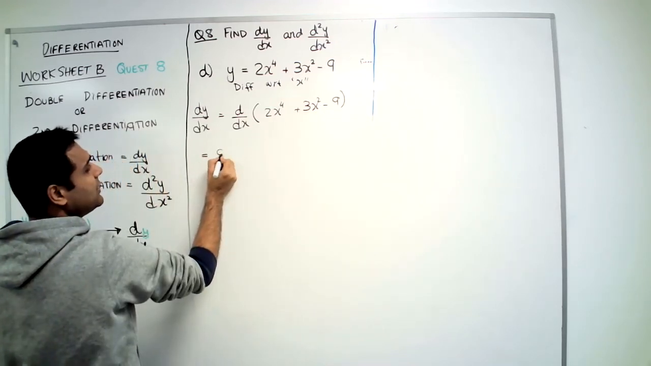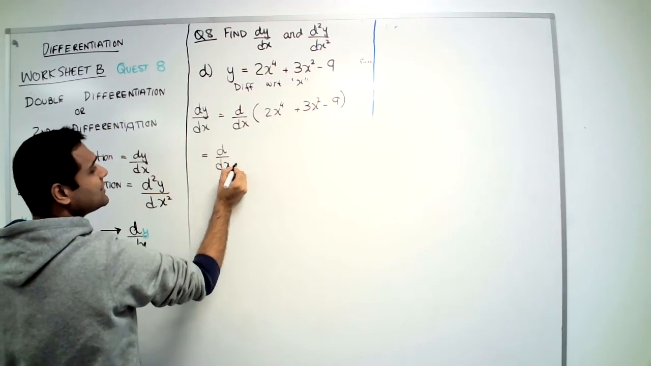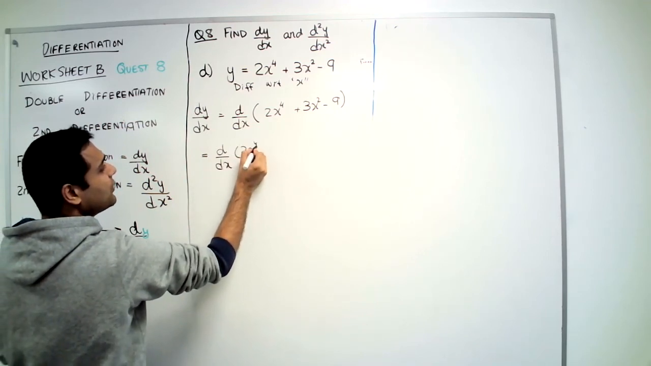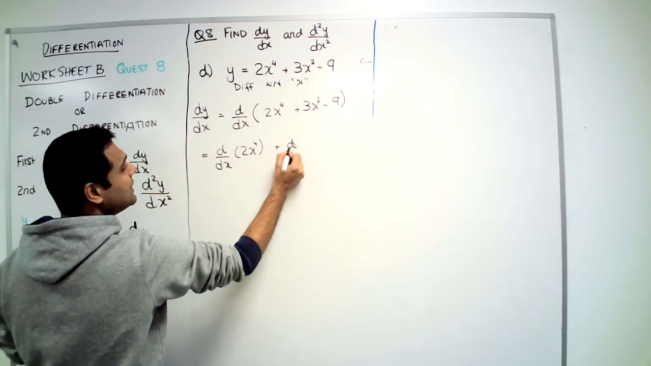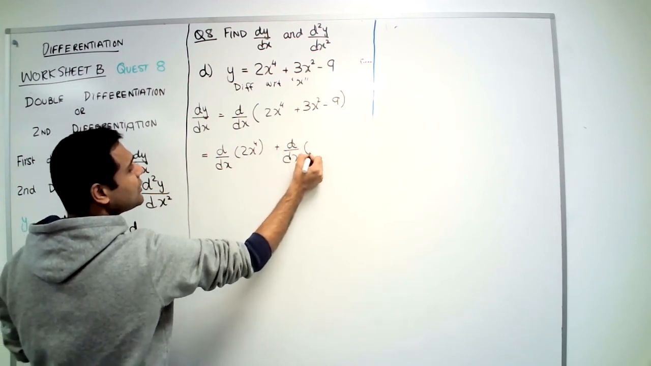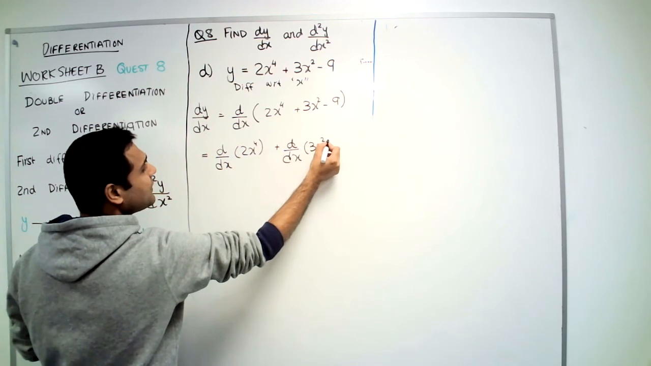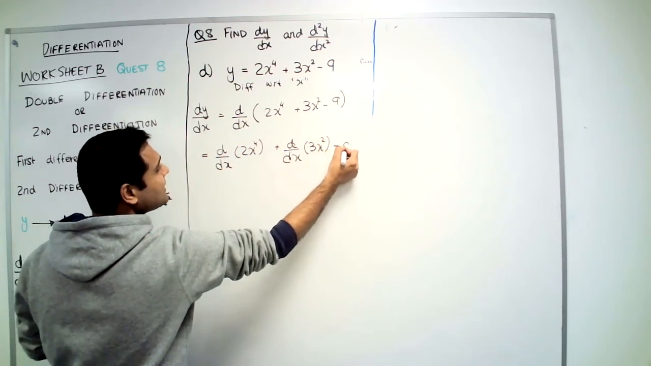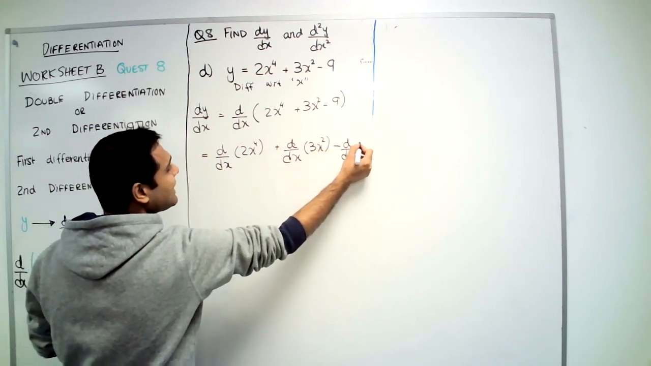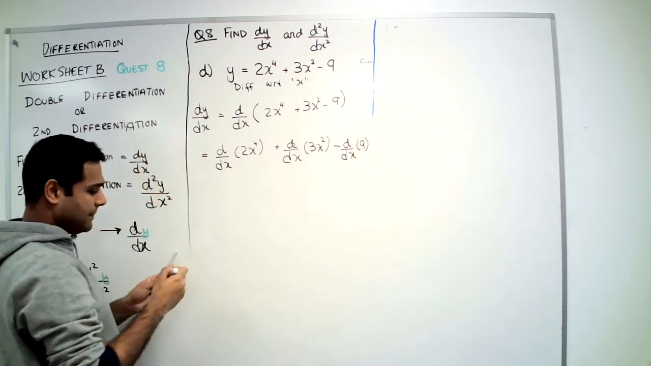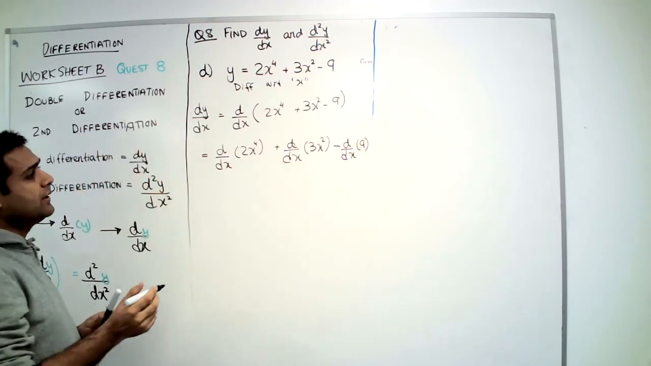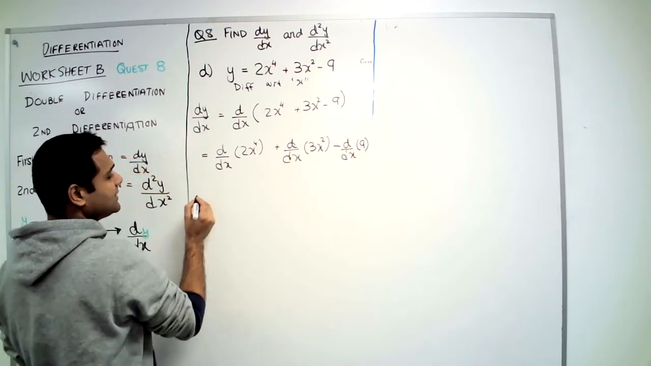Now I need to do it individually. d over dx of 2x^4 plus d over dx of 3x squared minus d over dx of 9. Okay, d over dx of 9, this constant is 0.